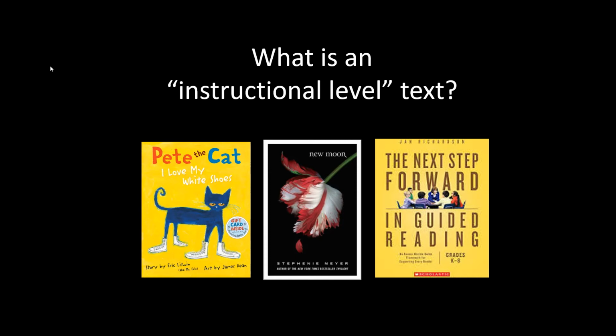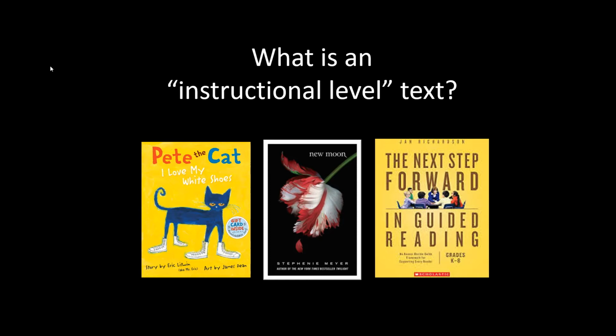But generally, the idea of instructional level text is that you want to find a book that's not too hard for your students. We don't want them to be frustrated by an overwhelming number of new targets in the book that they're reading. And we don't want it to be too easy. If it's too easy, they don't get to try new bits of knowledge. They don't get to stretch their strategy knowledge. So we want it to be just right.